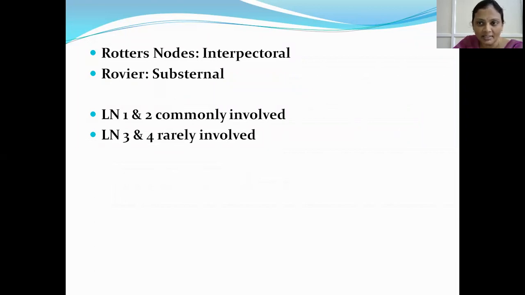When there is any retrograde invasion in the carcinoma of the breast, Rotter's node gets involved. Lymph node levels 1 and 2 are commonly involved, while 3 and 4 are rarely involved.